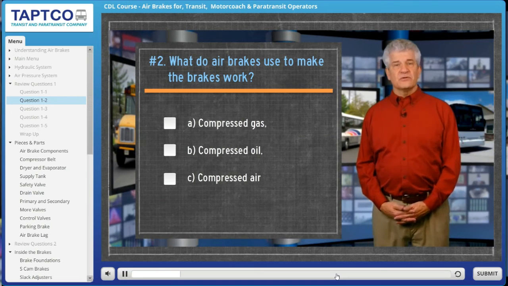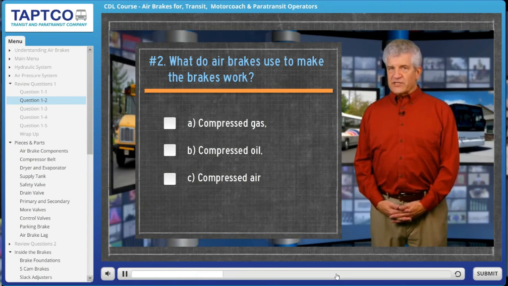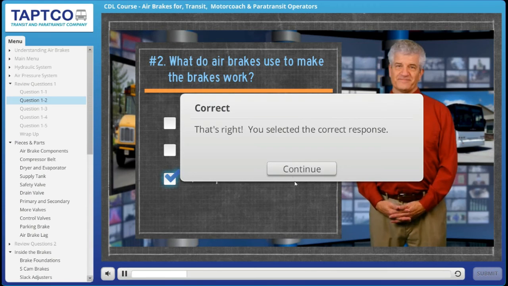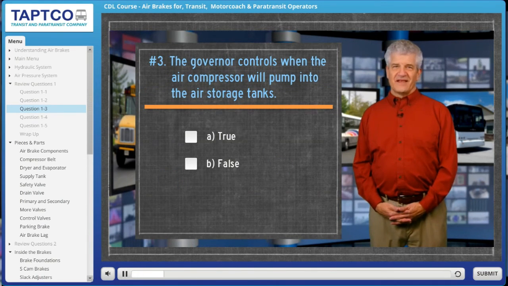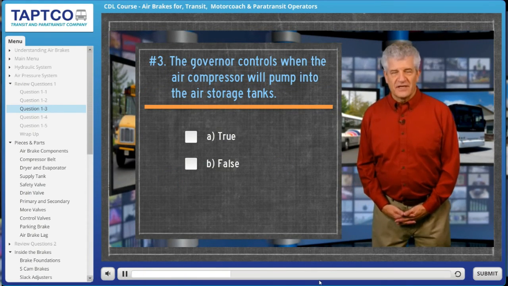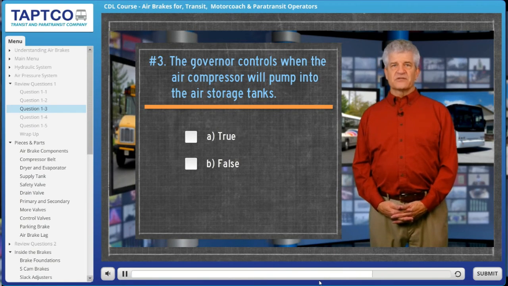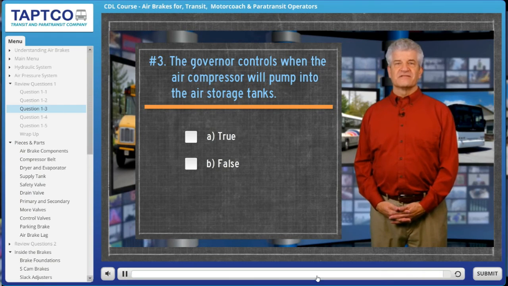Okay, question number 2. What do air brakes use to make the brakes work? This is not a trick question. It really is that obvious. Gas, oil, or air? I'll let you figure this one out. Now a true or false question. The governor controls when the air compressor will pump into the air storage tanks. True or false?